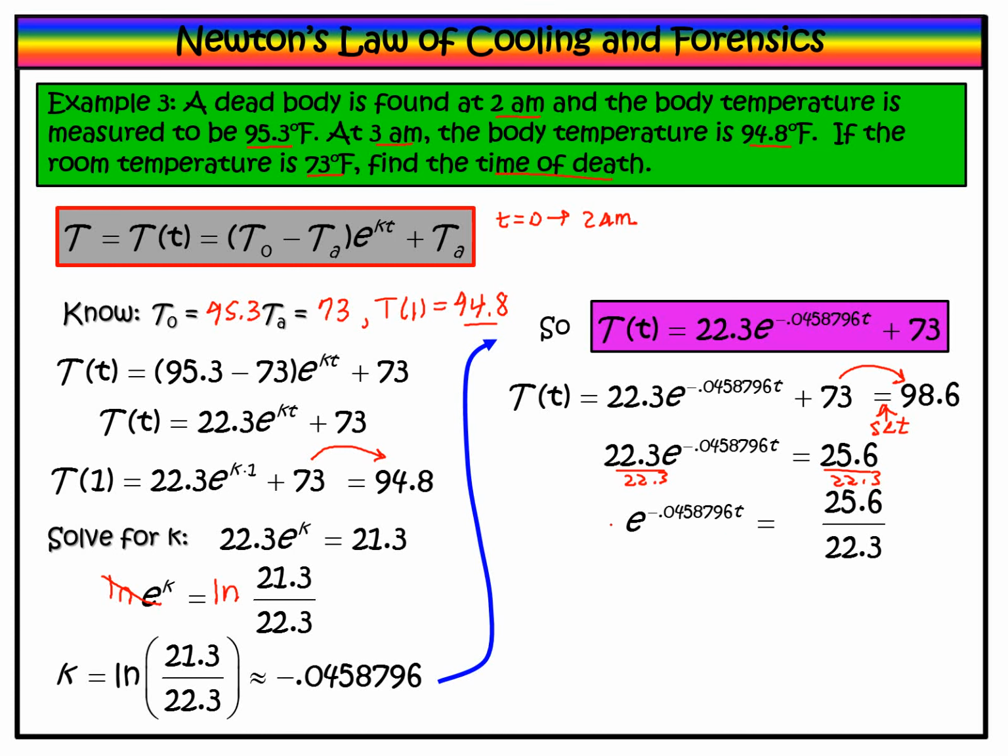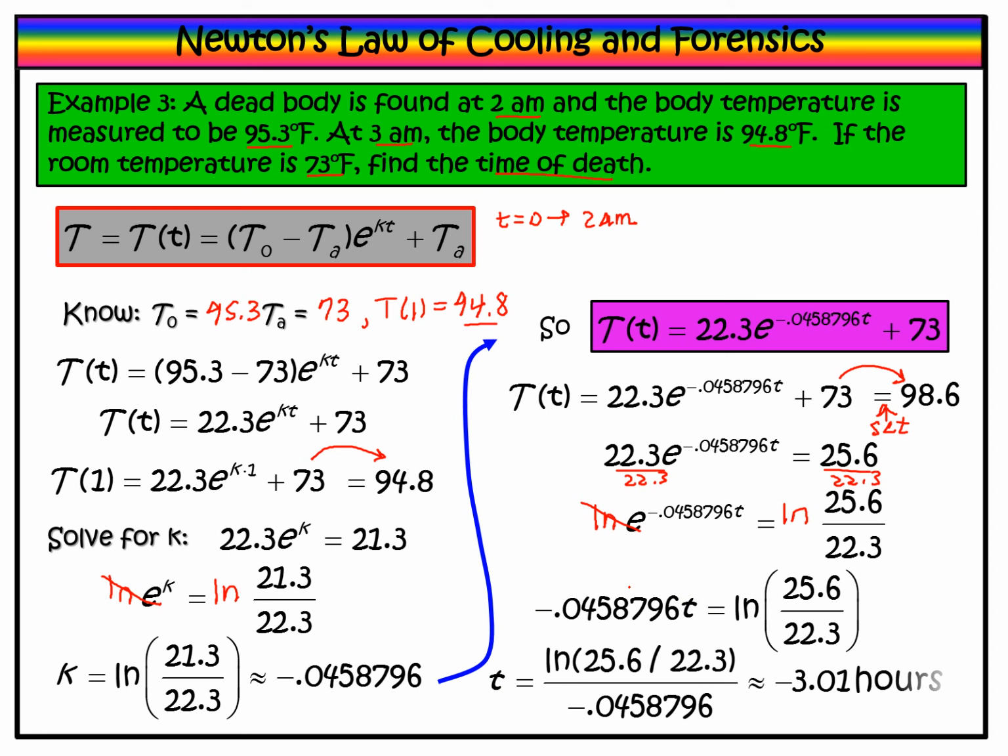We want to undo that exponential, and how do we do that? That's right, logs. So natural log on both sides. Natural log and e cancel each other, and we are left with just the exponent, which is negative 0.0458796t, and then we've got the log of that quotient on the right-hand side. We want to solve for t, so we want to divide off this coefficient on both sides. So t will be equal to the log of 25.6 over 22.3, and then we divided by that negative 0.0458796. If you compute that to two decimal places, you'll get negative 3.01 hours.